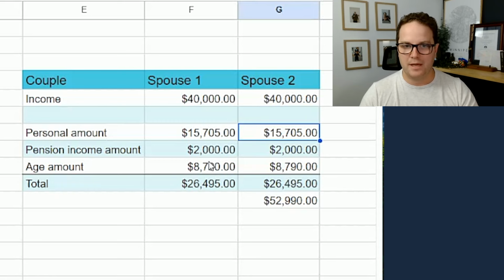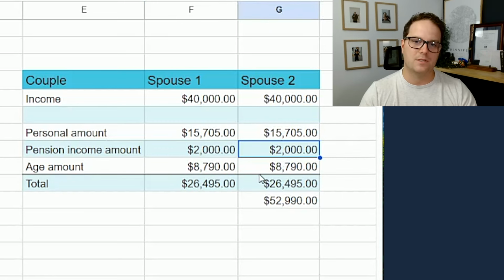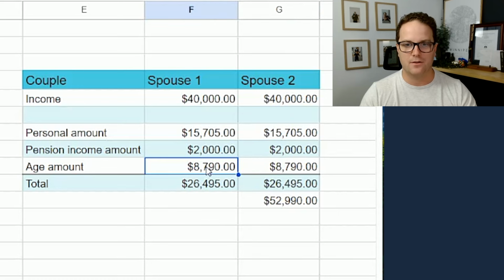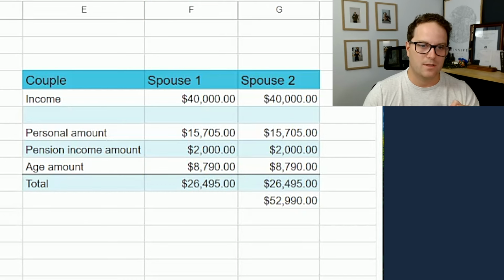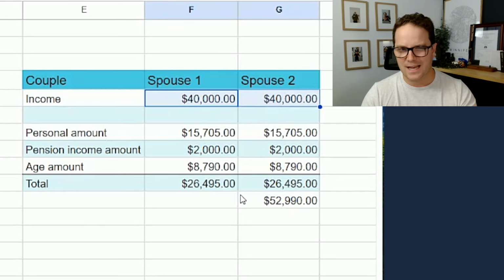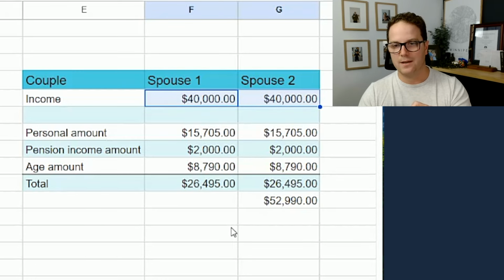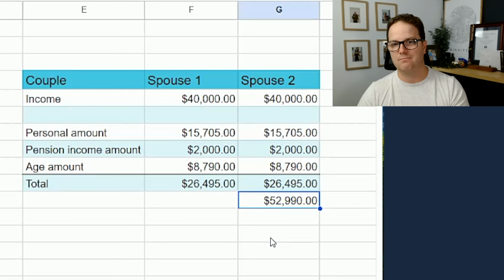Whereas the couple who perfectly income splits that 40 and 40 has 2 times the personal amount, $15,705 twice. 2 times the pension income amount, $2,000 twice. And because they income split, their income is below the $43,000 threshold, meaning that they get the full age amount of $8,790 twice. Which means an individual making 80 grand will get 21,000 between these 3 credits, whereas a couple pulling the same amount, exact same amount of gross income, will get $52,990 of tax credits between these 3 tax credits.